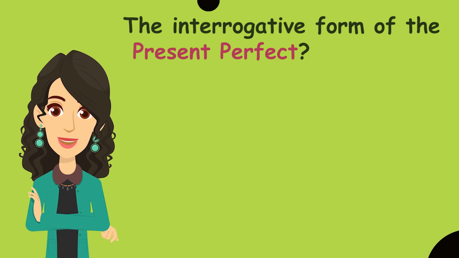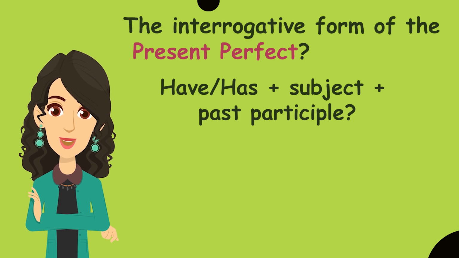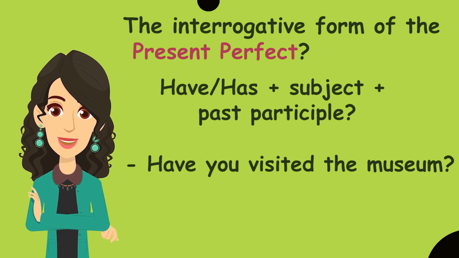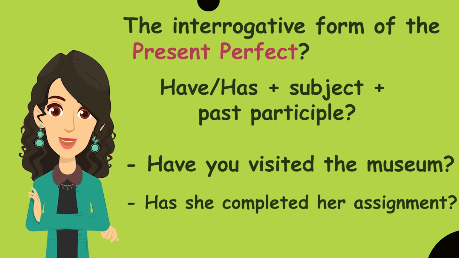For the interrogative form, when we ask questions in the present perfect, invert the subject and have or has. Here is the structure. Have or has plus subject plus past participle. For example, have you visited the museum? Has she completed her assignment?